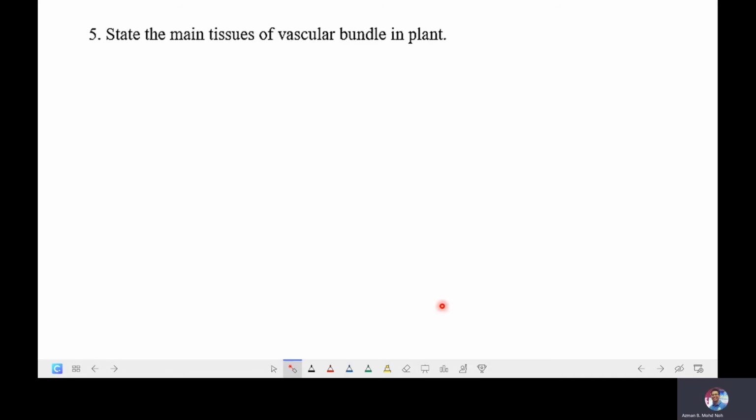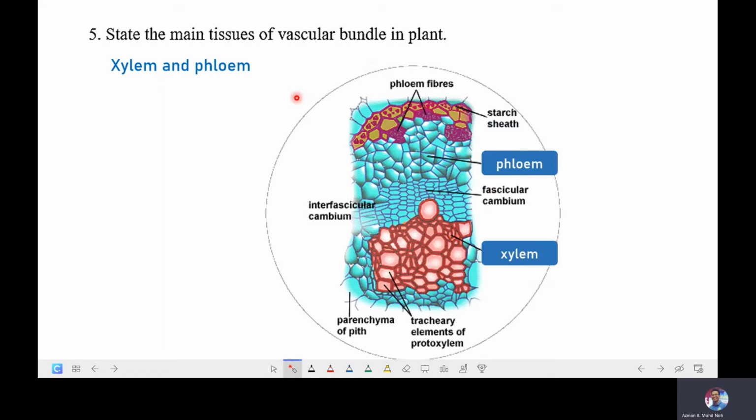Okay, let's move on to question number 5. What will be the main tissues of the vascular bundle in the plants? So this is very straightforward. The xylem and the phloem. As I have told you just now, the xylem will be showing larger vessels. Meanwhile, the phloem will be smaller.